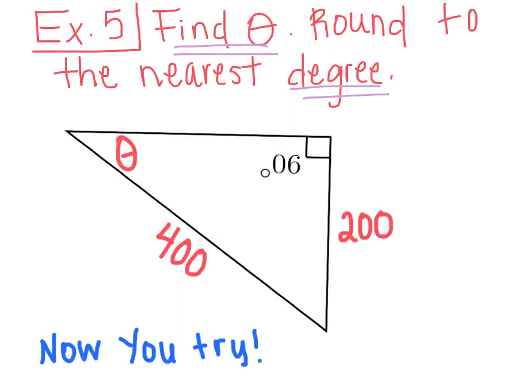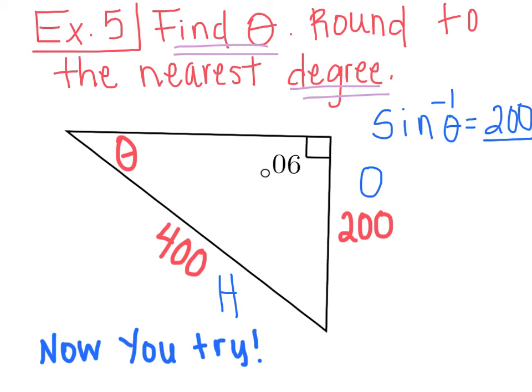So let's see you try. Find theta and round to the nearest degree. So 200 is opposite. 400 is hypotenuse. So that is sine. Inverse of sine theta equals 200 over 400. And when you type that in the calculator, you get 30 degrees.